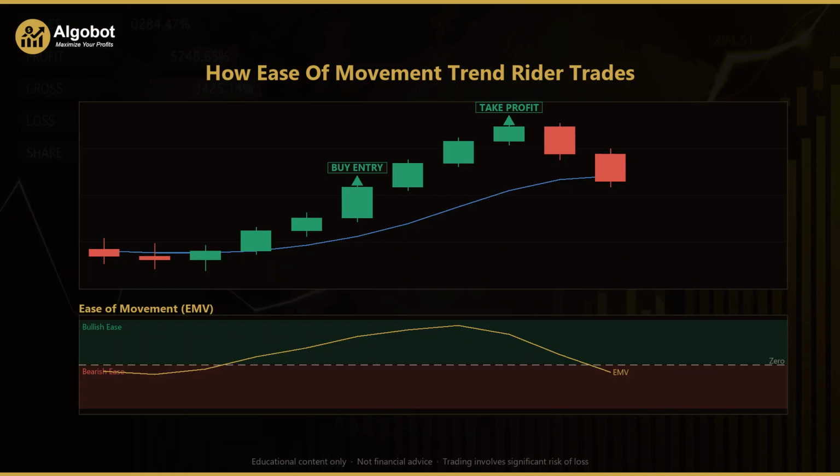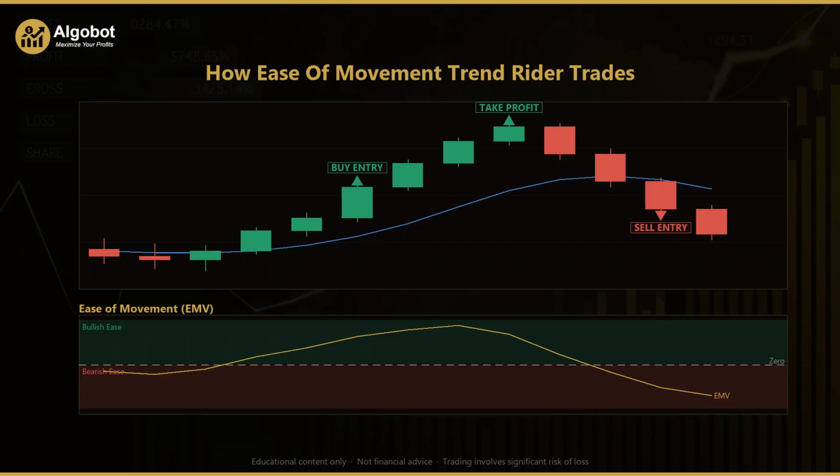Now watch how the picture flips. After the peak, a reversal candle forms and price starts turning lower. The moving average rolls over and begins to slope down, and price closes back below it. In the panel below, the ease of movement reading falls through its zero line and pushes down into the red, signaling bearish ease. The mirror image setup completes at the breakdown candle.